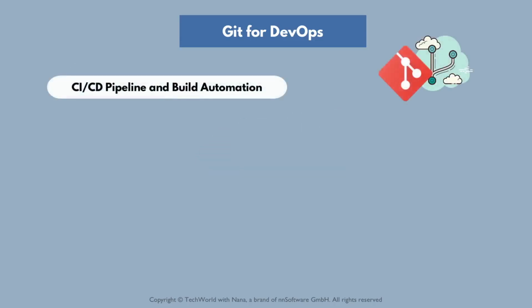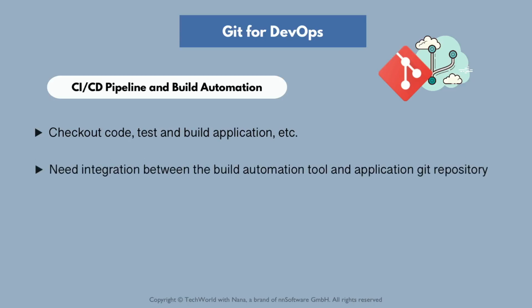The second use case is when you are working with a CI/CD pipeline or generally a build automation tool. So the basis of build automation or a continuous integration, continuous delivery pipeline is that you check out the application code, you test it, you build the application based on that code, and you do some other stuff with it. So this means that you need integration of that build automation tool with the application code Git repository, and you also may need some Git commands specific to the build automation tool.